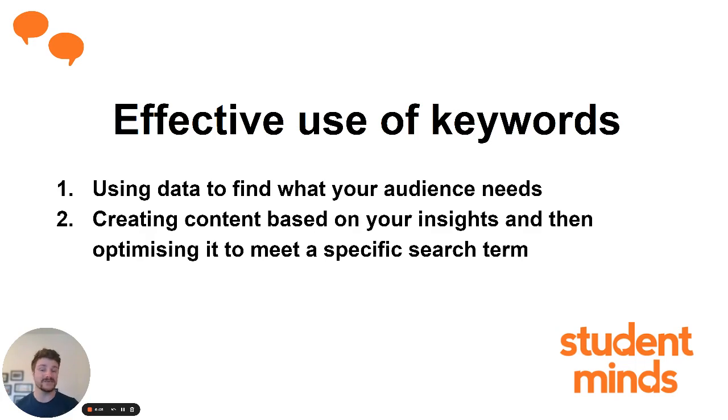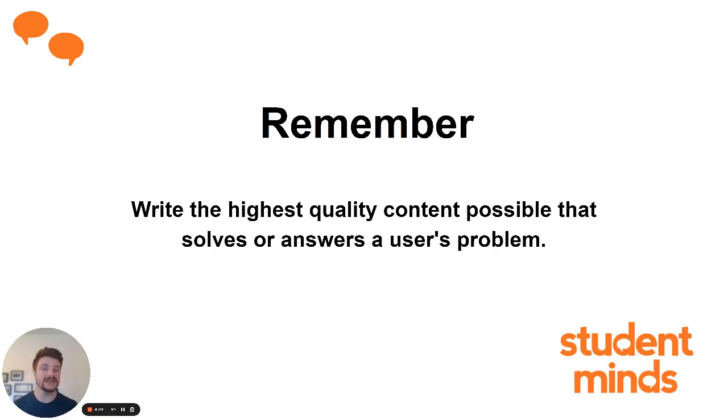When writing content with SEO in mind, we typically follow two steps. The first is using analytics and insights to find popular search queries or what your audience needs. The second is creating this content based on your insights and then optimizing it to meet a specific search term. But when approaching keywords, remember, write the highest quality content possible, and it must solve or answer a user's problem.